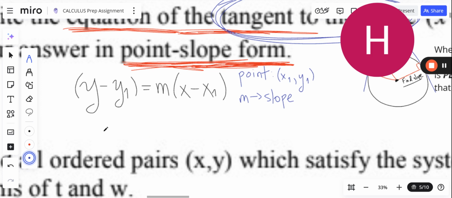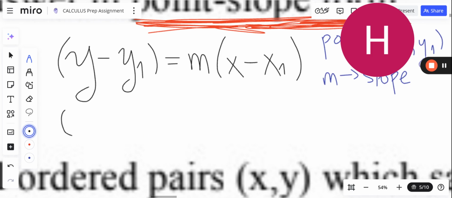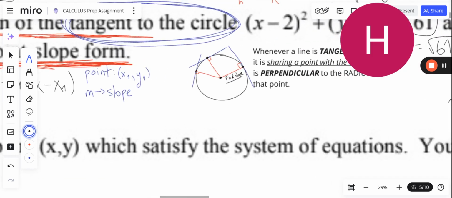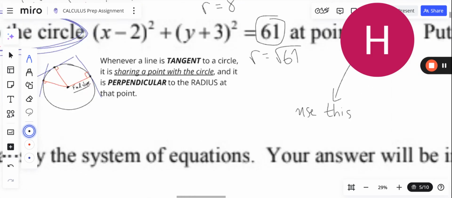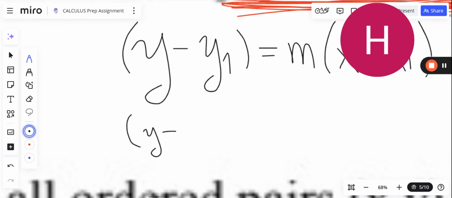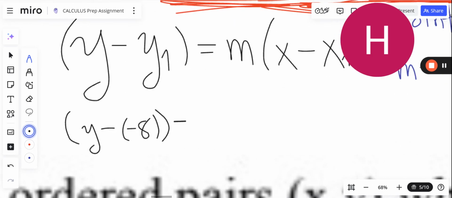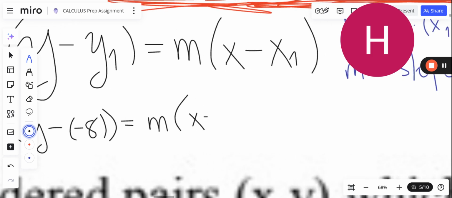And we already have some of the information. We have the point. So this is going to be y, I believe y plus 8, because the point is 8 comma negative 8. So y minus negative 8, I guess I'll write it in the true form first, equals m, which we don't know. It's going to take a little work to find that slope. We discussed the plan for that. And then times x minus 8.